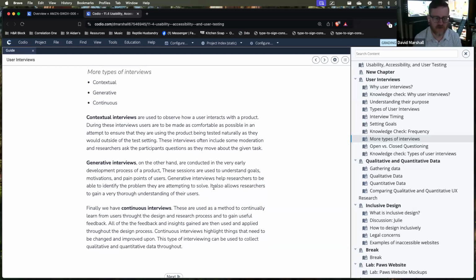But then you have generative interviews, and this is typically done in the beginning because you want to understand, again, how do people plan on using your application or your product, and do they have a good experience, right? It allows the interviews to narrow down what problems they may be trying to solve and getting that good feedback in the beginning. And then last, continuous interviews. We've already talked about this. It just goes from point A to point Z throughout the entire process.